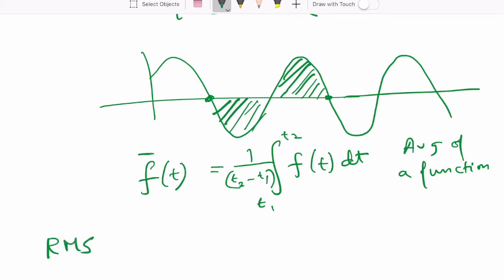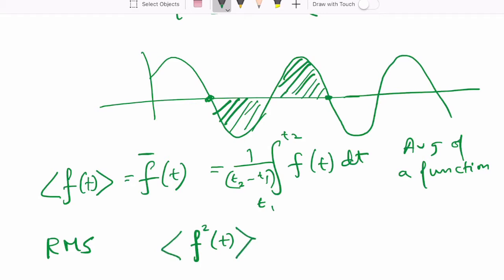So what is the RMS average? To find the RMS average, you first square the function, and then you find the average of the square. I used this little bar to indicate average, but there is also another way of indicating the average, which is to put angle brackets around it. We are just going to stick with this one. So the first step is to square the function and find the average of the square of the function.